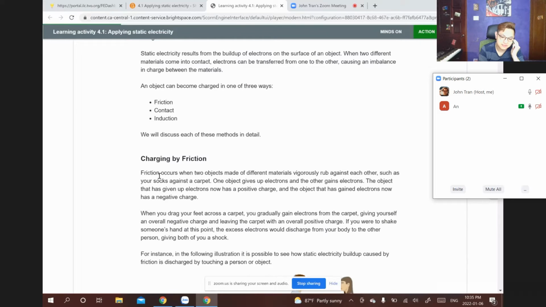Charging by friction. Friction occurs when two objects made of different materials rub against each other, just like your sock against a carpet. One object gives up electrons and the other gains electrons. The object that has given up electrons now has a positive charge, and the object that has gained electrons now has a negative charge.